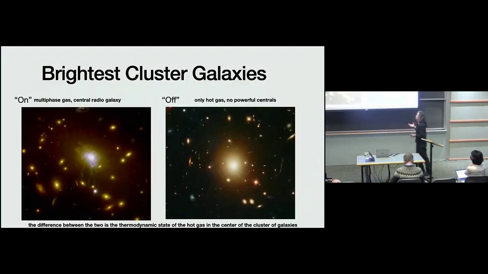I'll also draw your attention to, even in relaxed clusters, we see central galaxies that are on, with lots of multi-phase gas, a radio central galaxy that's probably fueled by cold gas condensing out of the intracluster medium. And then we also see galaxies where there's no radio source, there's no multi-phase gas. The main difference between these two situations is the thermodynamic state of the hot gas in the center of the cluster. In these clusters, there's low central gas entropy, short cooling time in the gas. And in these clusters, the cooling time is long, longer than about 1 billion years, and the entropy is higher.